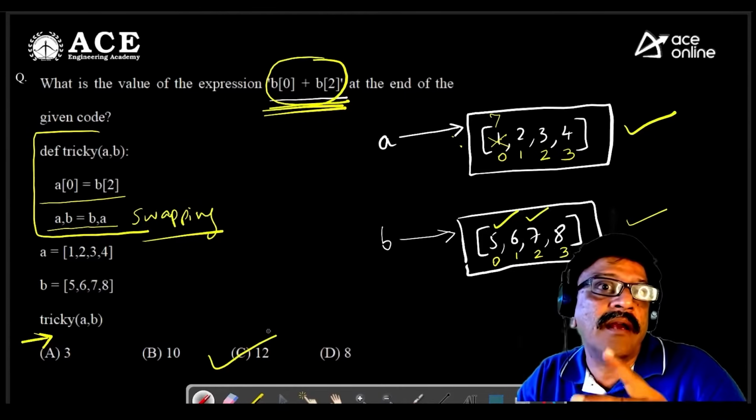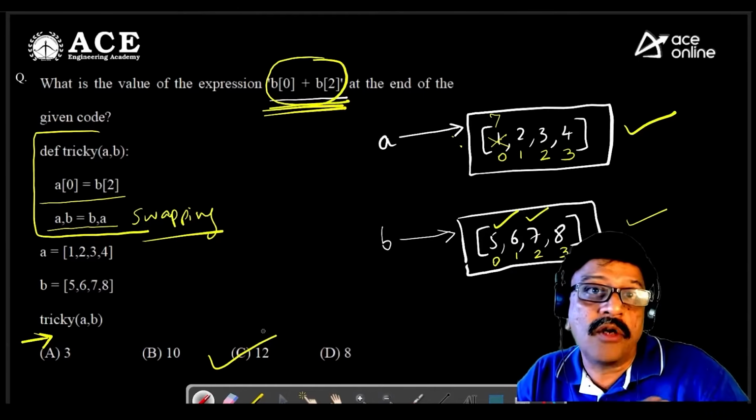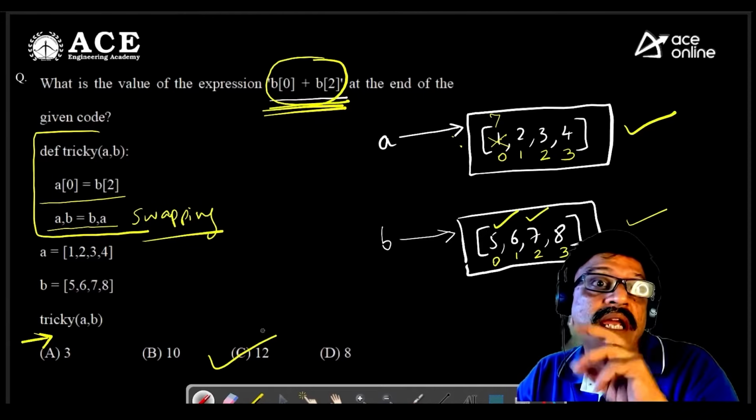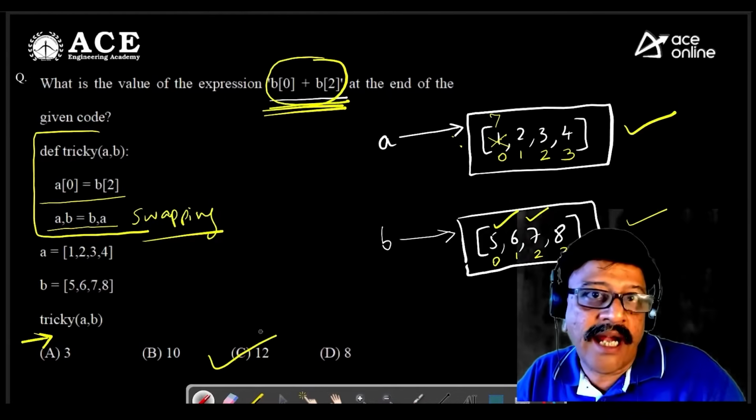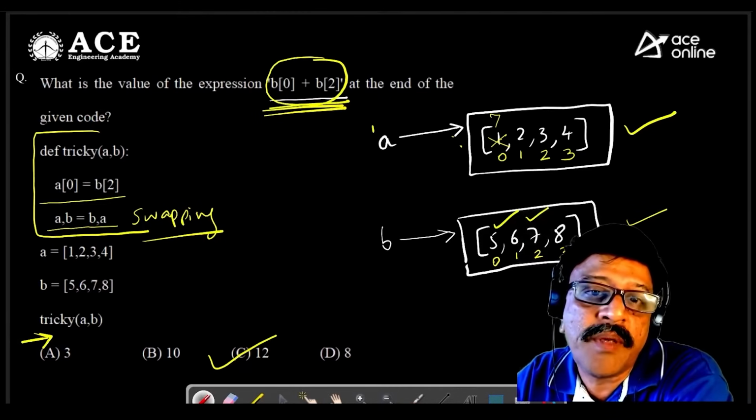If you go into that trap, thinking that b and a got swapped, then when the tricky function ends, you might feel that this is b and this is a because they got swapped.